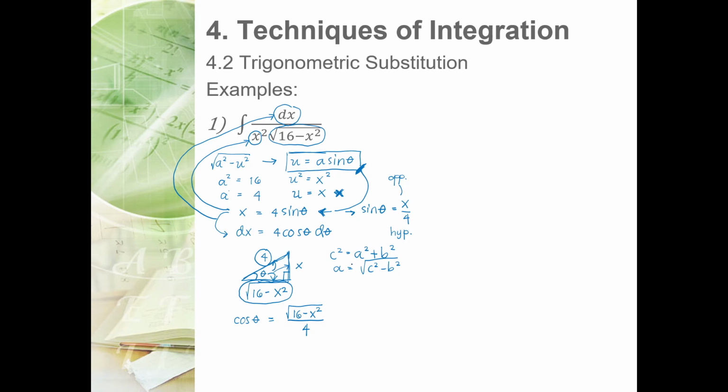To eliminate the radical expression, we isolate the radical expression on the right side. So this becomes 4 cosine theta is equal to the square root of 16 minus x squared. Notice that this one is going here. As you can see, we can now replace every term in the equation. So let's go back to the red.